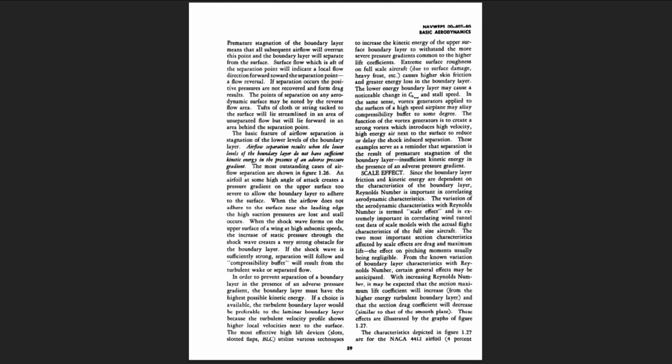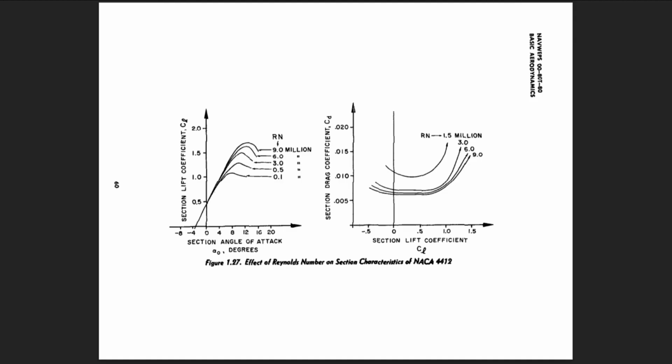With increasing Reynolds number, it may be expected that the section maximum lift coefficient will increase from the higher energy turbulent boundary layer, and that the section drag coefficient will decrease, similar to that of the smooth plate. These effects are illustrated by the graphs of figure 1.27. The characteristics depicted in figure 1.27 are for the NACA 4412 airfoil, 4% camber at 40% chord, 12% thickness at 30% chord, a fairly typical, conventional airfoil section.